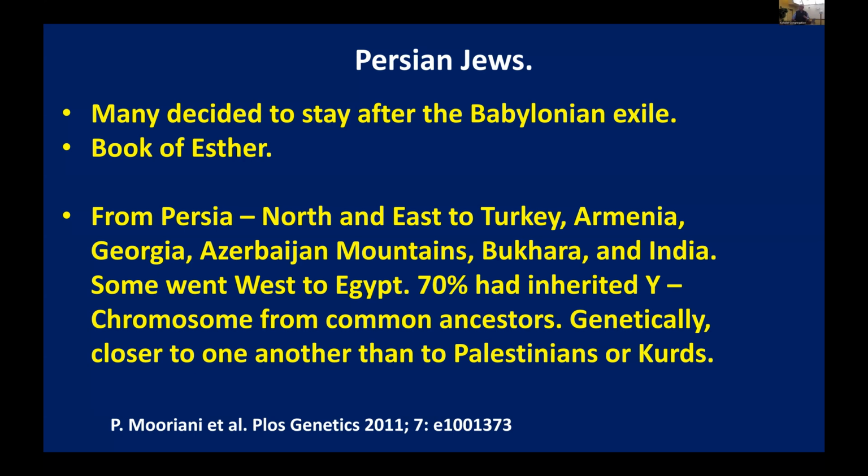Okay, look at the many Jews who stayed behind in Babylon and never moved away from Persia. They stayed there after exile. They wrote the Book of Esther that you all know. And they moved farther north and east from where they were as the war continued between Greeks and Persians, between Persians and Muslims that were coming in. So they moved to Turkey, Armenia, Georgia, and 70% of these people inherited a male Y chromosome from common ancestors. So they do have a good claim on the Jewishness of their ancestors. Genetically, they're closer to one another than to Palestinians or Kurds or some other Arabs.